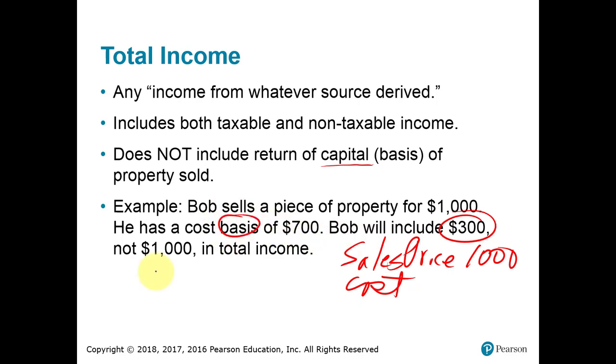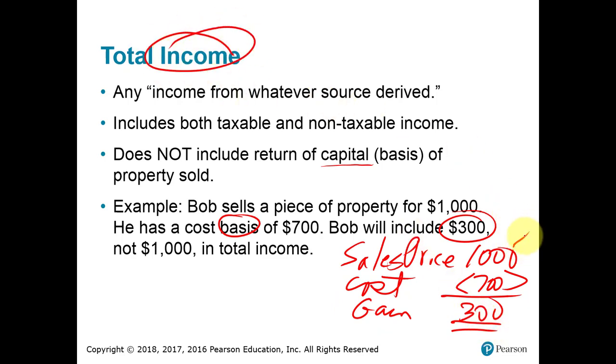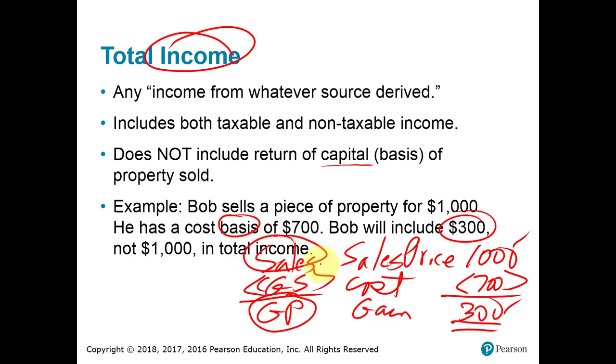This word basis is good to know as a tax term. We'll see the term also called adjusted basis. We subtract that from the sales price to get a gain or loss, in this case a gain of $300. Now what is treated as income? It's not this $1,000, it's this $300 gain that is treated as income. Likewise, if this were a business, you would have sales minusing out the cost of goods sold to get the company's gross profit. For tax purposes, income is this gross profit and not necessarily the sales price of what was sold.